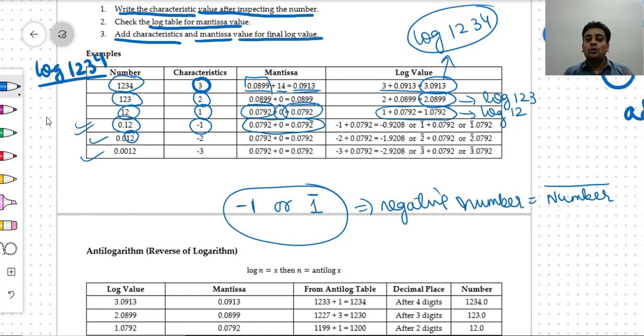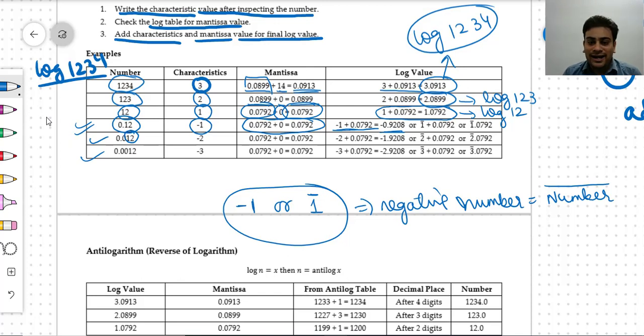Clear? Now we need to add the characteristic and your Mantissa value. But the key point is that your characteristic is negative. So how can we write it? There are two ways to write it. The first way is that we put -1 plus your Mantissa value and then we subtract. So your ultimate log value is -0.9208. Clear? Because your Mantissa value is positive and your characteristic is negative, your log value will always be less than the characteristic value. Okay? So this is one way to write the log value.